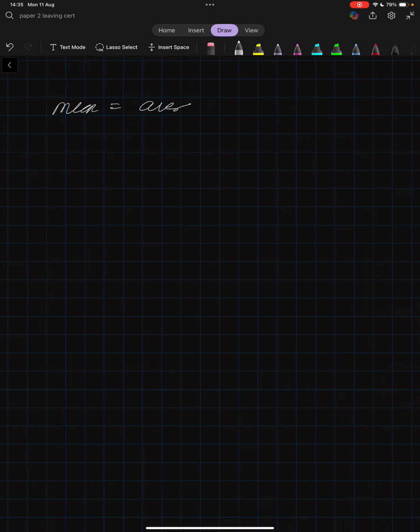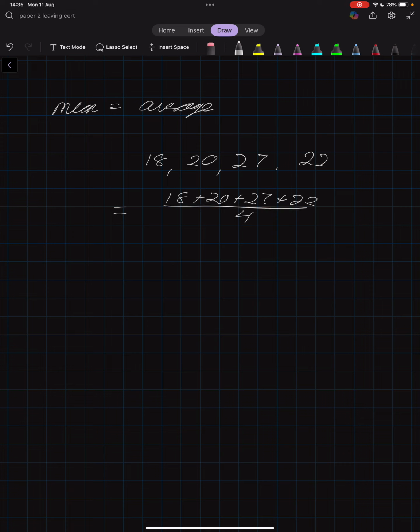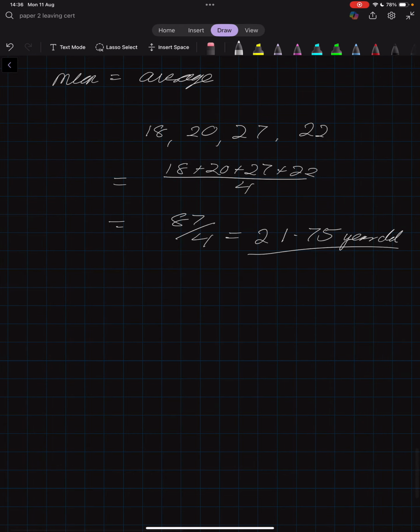is just the average. An example would be if I wanted to calculate the average of the ages 18, 20, 27, and say that's one less, so I need one more, so 22. You would add them all up. So you do 18 plus 20 plus 27 plus 22, and you divide it by the total amount, so you divide it by 4. That is going to be 87, which is 21.75 years old. Okay, so that would be your average.